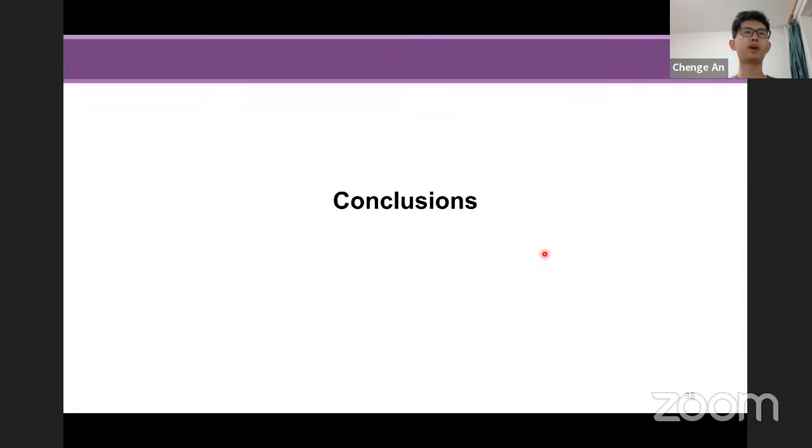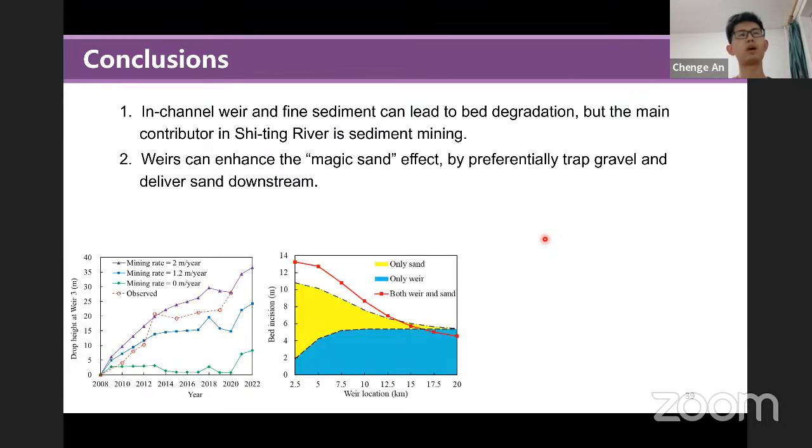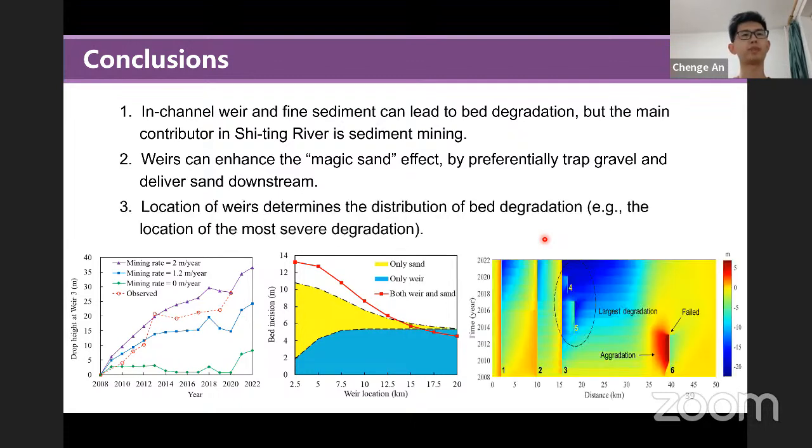And in the end, we give our conclusions. The first conclusion is that the in-channel weir and the fine sediment supply can lead to bed degradation, but in the case of the Shooting River, the main contributor is the sediment mining. The second conclusion is that the weirs can enhance the magic sand effect because they can preferentially trap gravel and deliver sand downstream.